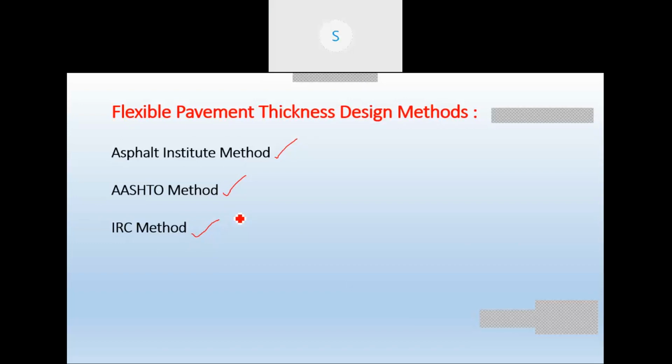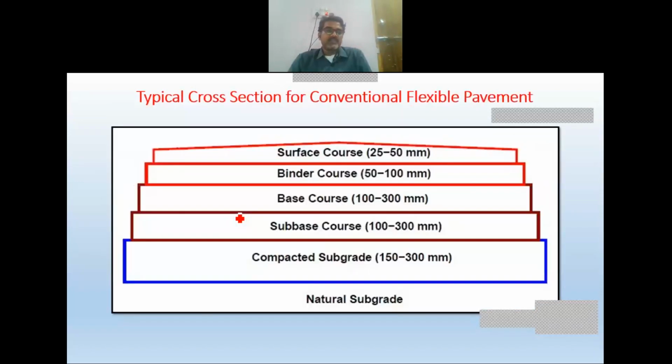Now, before we begin the design methods, first we'll see about the flexible pavement, its component layers, and the functions of each component and other things. Now, all of you know about the cross section of a conventional flexible pavement. This pavement is comprised of many layers. If you see from the bottom, there will be natural subgrade and compacted soil subgrade, and over that we provide subbase course, and over that we provide base course, and then there will be binder course and surface course. These many layers will be provided on the natural soil subgrade, where the natural soil subgrade is in its loosest condition.